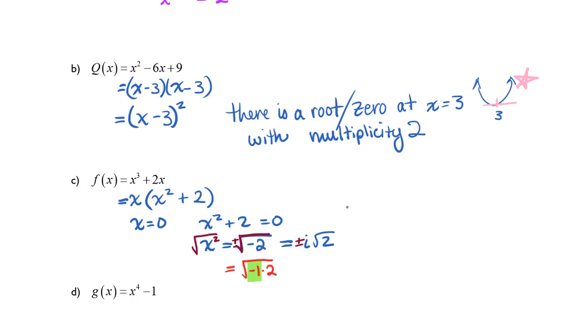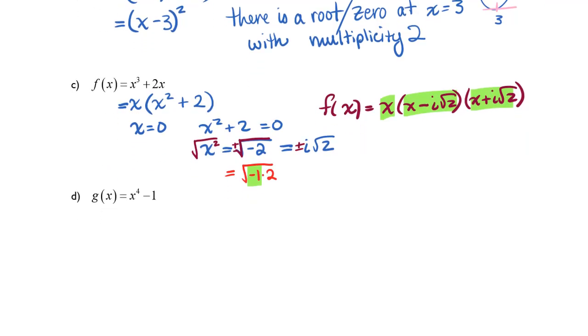So if I wanted to list all the factors of f of x, it would equal x times x minus i root 2 times x plus i root 2. Notice that the degree is 3 on the f of x, and there are 3 distinct roots.